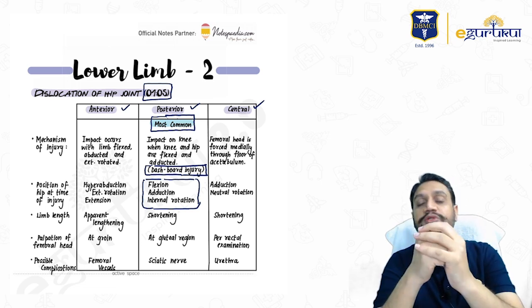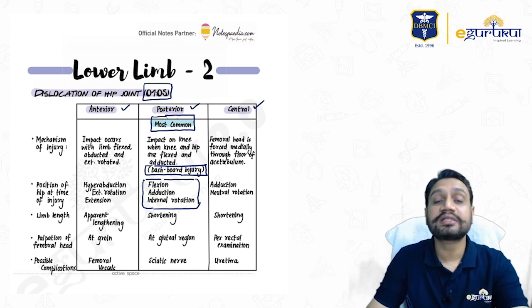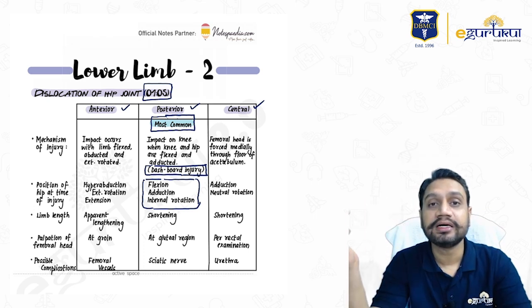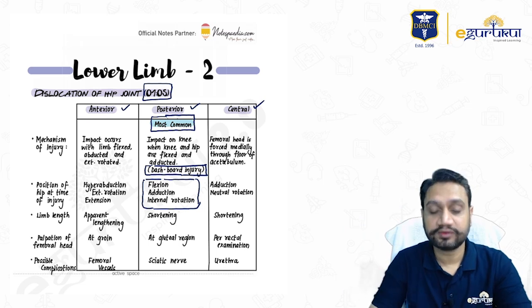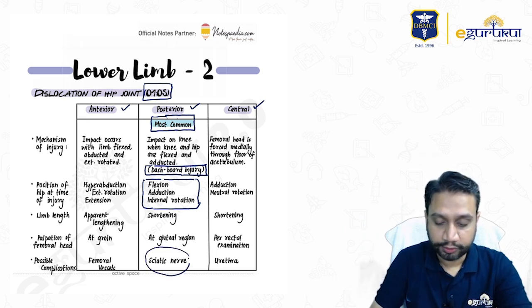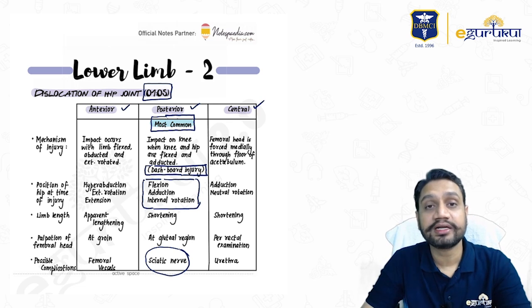So when the head of the femur is going on the posterior side, what is the most important structure that you have on the posterior side in the gluteal area? The head will be palpable in the gluteal region. What is the thickest nerve of the body? It is the sciatic nerve. So on the posterior side, the damage can be to the sciatic nerve.